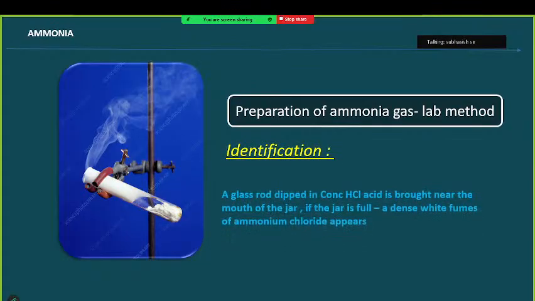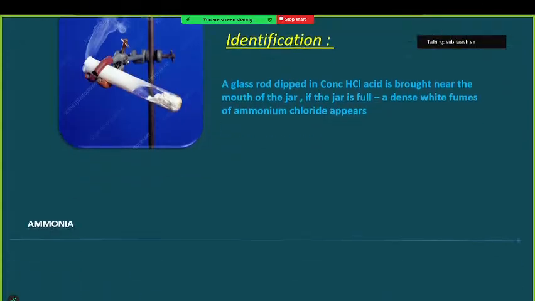Identification. Already you have mentioned that concentrated HCl reacts with ammonia with the formation of ammonium chloride, dense white fumes. This is the identification of ammonia gas and also for HCl gas. In both cases, this identification test can be used.